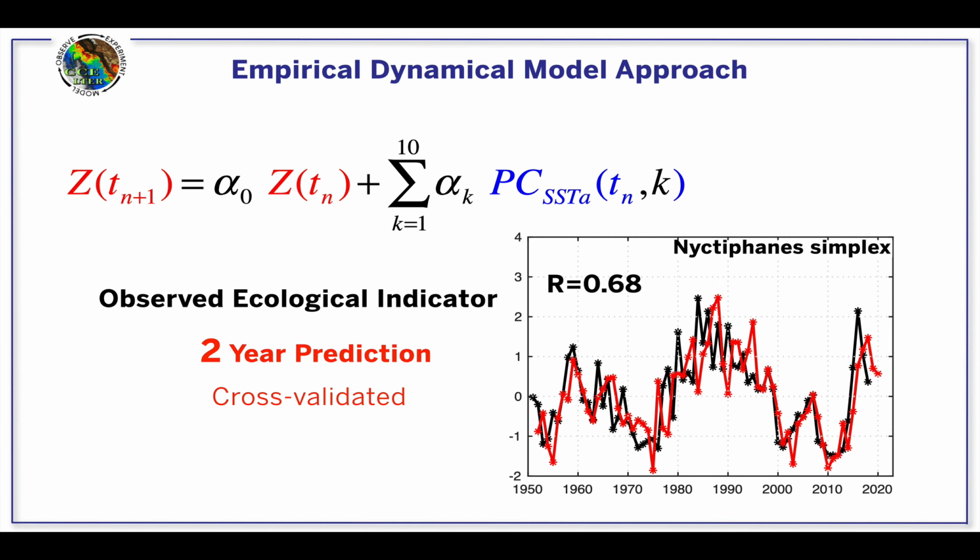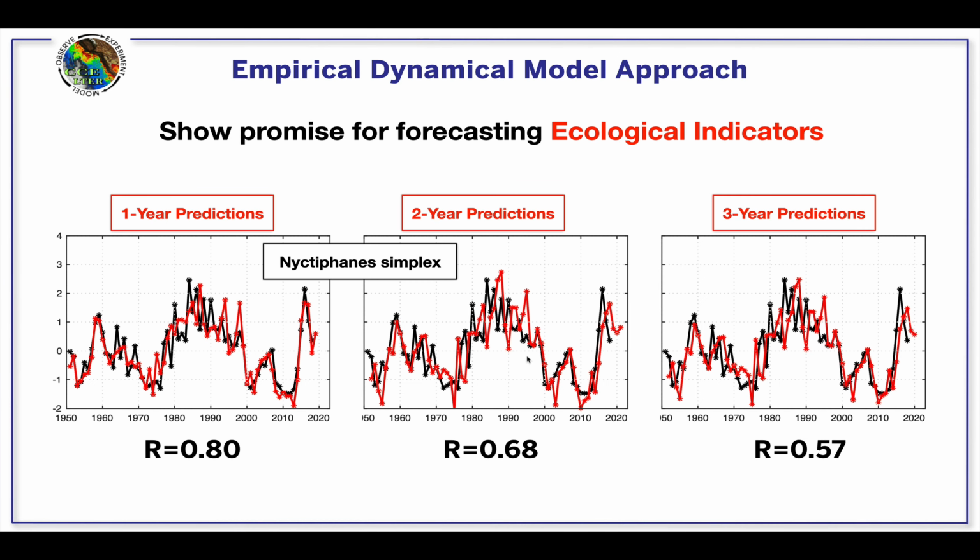Here is the 2-year predictions with correlation skill of 0.68, and this is the 3-year prediction with correlation of 0.57. I want to point out that although we are focusing on the predictability of this EDM, this approach also allows us to further explore the relationship between the species and its climate forcing by analyzing the coefficient of the forcing and the associated patterns of the EOFs. So overall, this very simple EDM already shows promise for one-dimensional forecasts of ecological indicators.